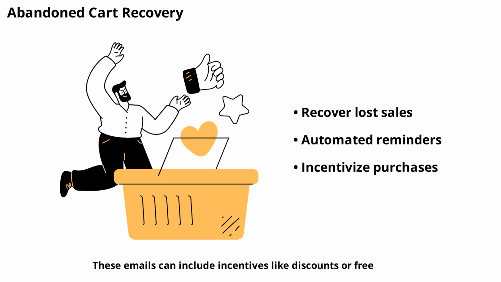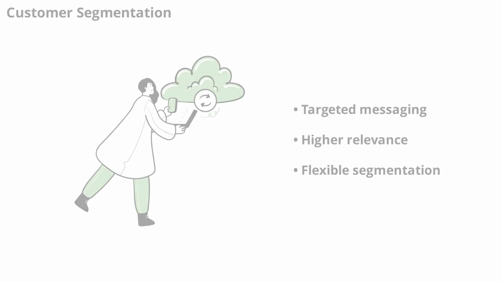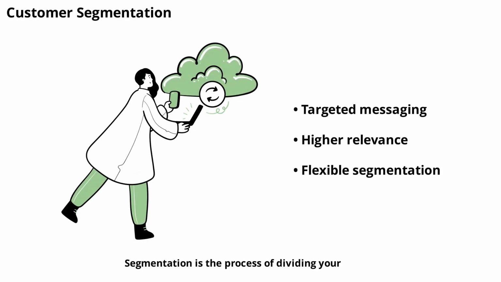These emails can include incentives like discounts or free shipping to encourage customers to return and finish their order. Segmentation is the process of dividing your audience into smaller groups based on specific criteria. Mailchimp makes segmentation easy, allowing businesses to target messages to different segments for higher relevance. For example, you might create segments for new customers, frequent buyers, or those interested in a particular product line.